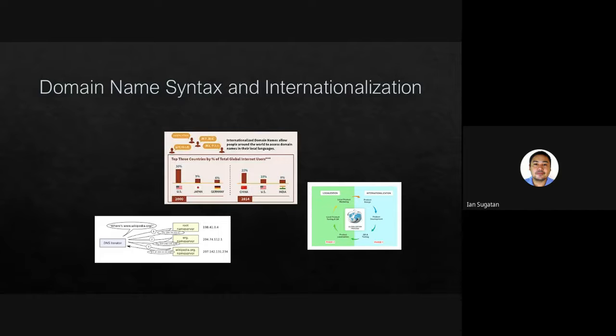The rightmost label conveys the top level domain. For example, the domain name www.example.com belongs to the top level domain com. And therefore, the hierarchy of domains descends from right to left.